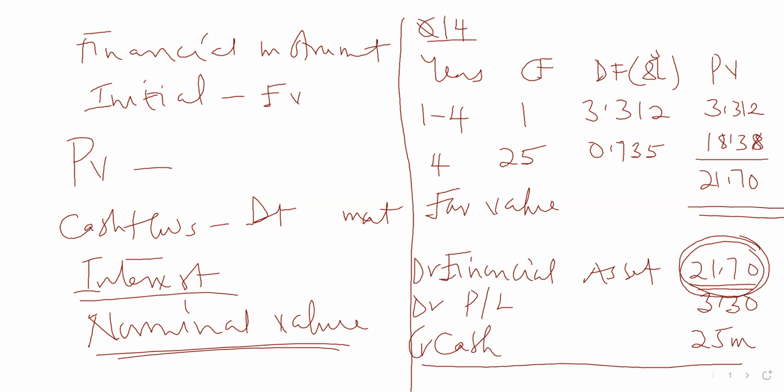The difference over here will be a loss. So that is initial measurement. How would this be subsequently measured? Let's come to the subsequent measurements. The subsequent measurements will be through amortized cost because the question didn't say the company will be taking the money at any time. So it will be repayable at the end of what? The 4th year or at the maturity date.